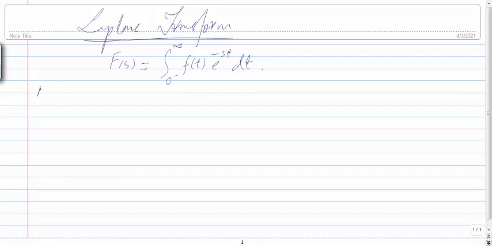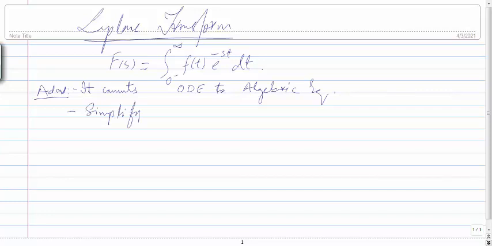So what are the advantages? First, it converts an ordinary differential equation to an algebraic equation. That makes our life easier to solve. Next, it is used to simplify the convolution integral. So these are the basic benefits that we achieve when we do this type of mathematical transformation.